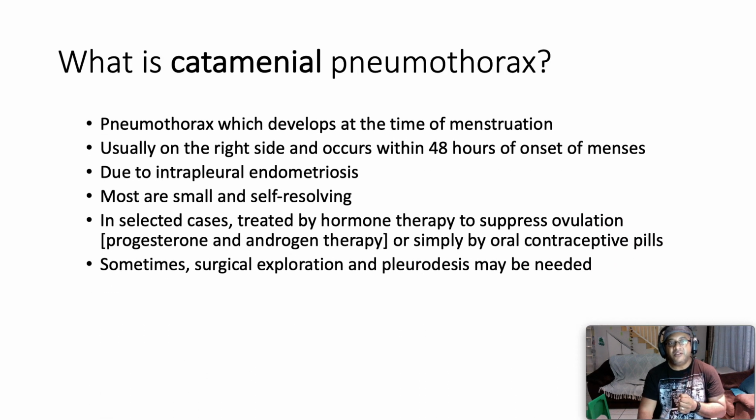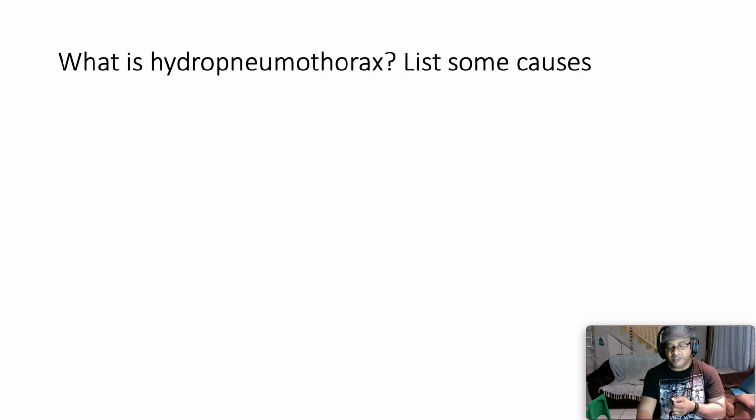What is catamenial pneumothorax? It is pneumothorax which is basically due to endometriosis, right? It develops at the time of menses, usually on the right side, occurs within 48 hours of menses. It's due to intrapleural endometriosis. Most are small and self-resolving. In selected cases, you want to treat with hormonal therapy to suppress ovulation, and then we have progesterone and androgen therapy, or simple OCPs, oral contraceptive pills. Sometimes surgical exploration or pleurodesis may indeed be required.